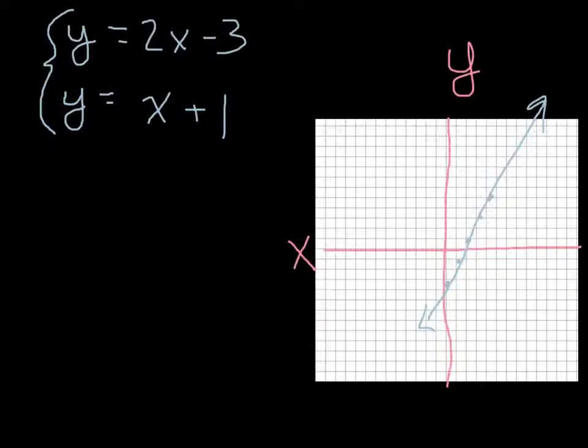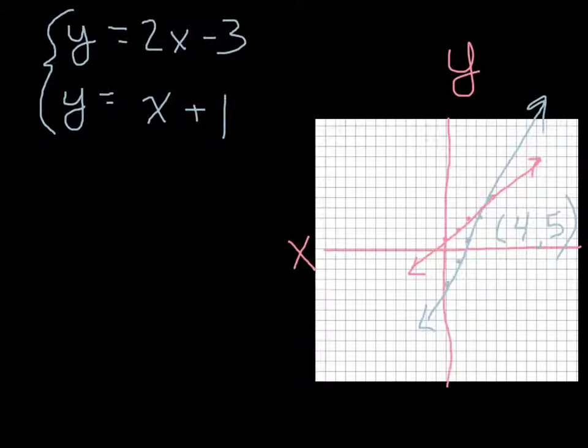And now I'm going to graph the line y equals x plus 1. So this time I'm going to start at positive 1. I'm going to go up 1 over 1, repeatedly. That's not so bad. I can see the point where those two lines intersect, and taking a look at where those lines intersect, it looks like that point is 4, 5.